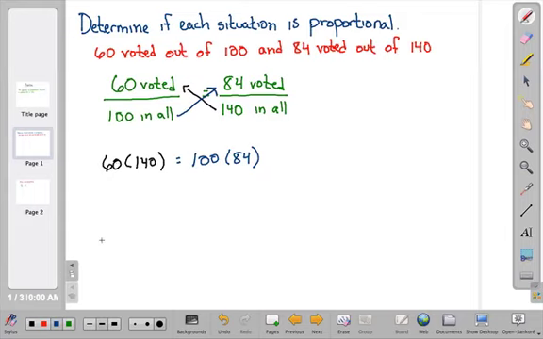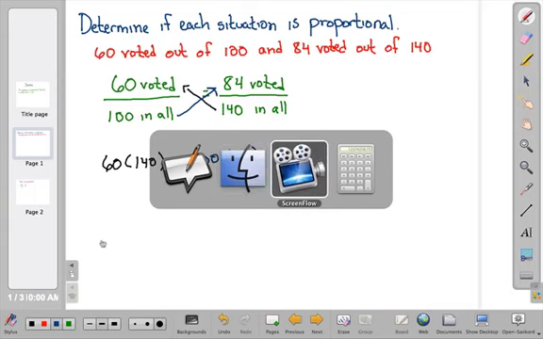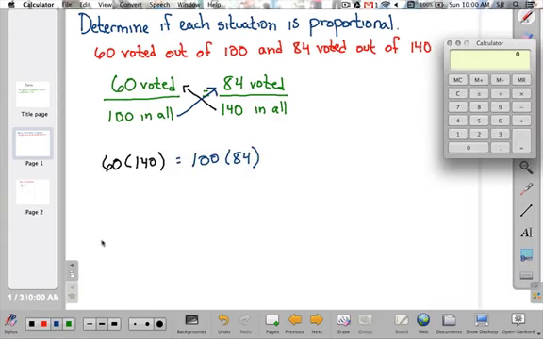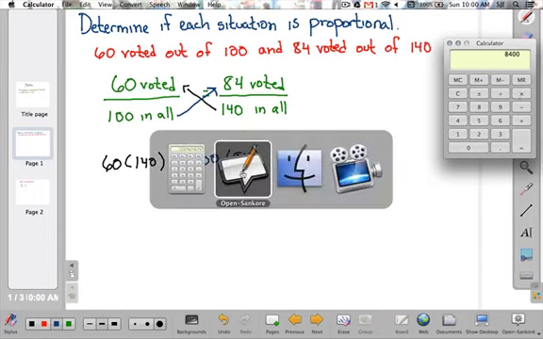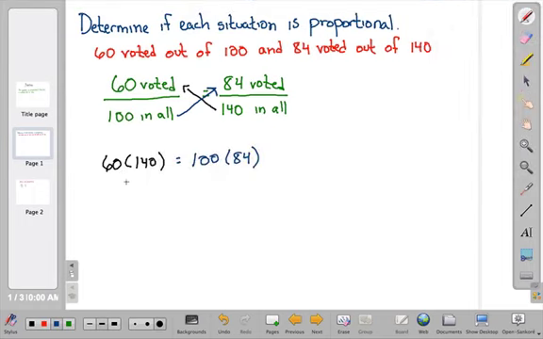The first thing I need to figure out is what 60 times 140 is. So 60 times 140 is 8,400. And I'm going to see if that's equal to 100 times 84. Now 100 times 84, I'm just going to add the two zeros from the 100, so 84, two zeros. And yes, those two are equal to each other. So that means, yes, they are proportional.